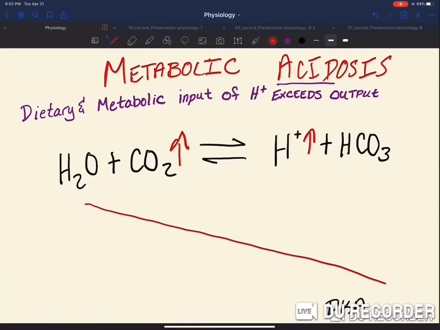Okay, so because of this excess CO2, you're actually going to see a little bit of a respiratory compensation try to happen here in the form of hyperventilation. And we'll kind of cover why that would work in the next segment.